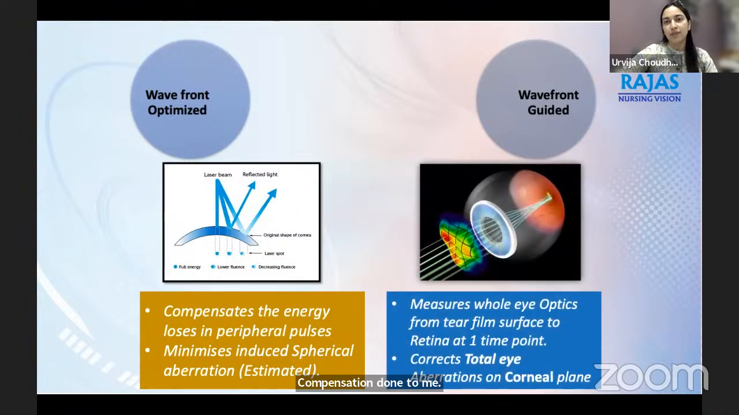The second one was the wavefront guided profile. It is a very precise diagnosis of your complete eye aberrations from the tear film to the retina, but at that time point, at that second, what your aberrations are, which are very dynamic. Your total eye aberrations will change with your tear film fluctuation, with your accommodation, with your age and everything. So it would just calculate that complete eye aberration and treat it on the corneal plane.